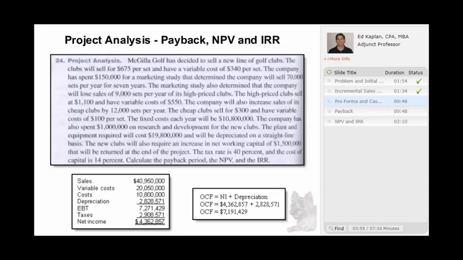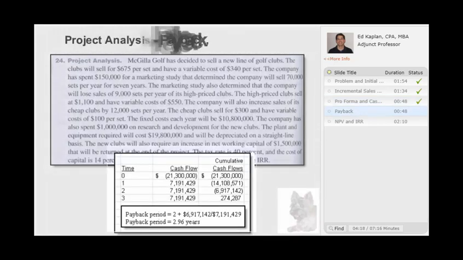Once we have the pro forma income statement put together, we can calculate the operating cash flow, which is equal to net income plus depreciation. So we add those two together, and the operating cash flows are then $7,191,429. Next, you see how we determine payback.